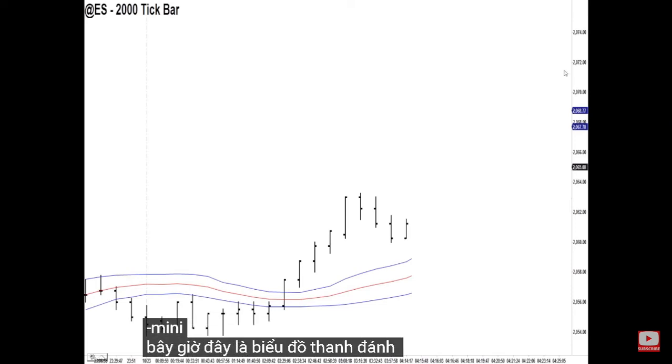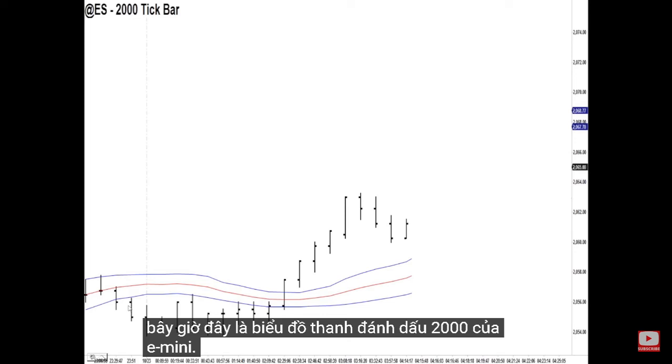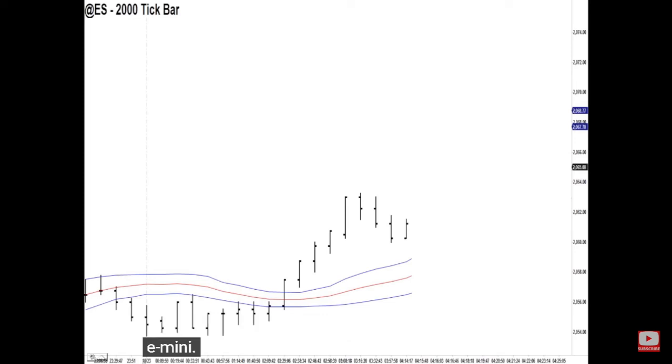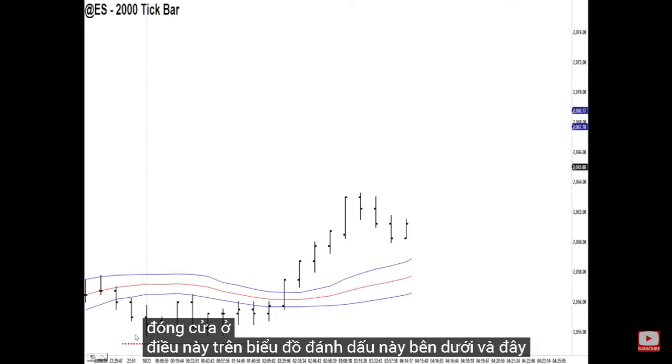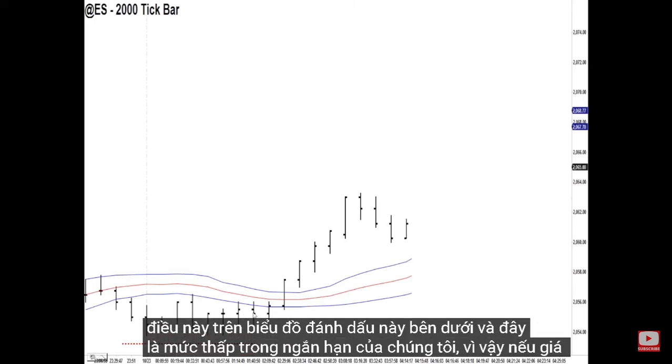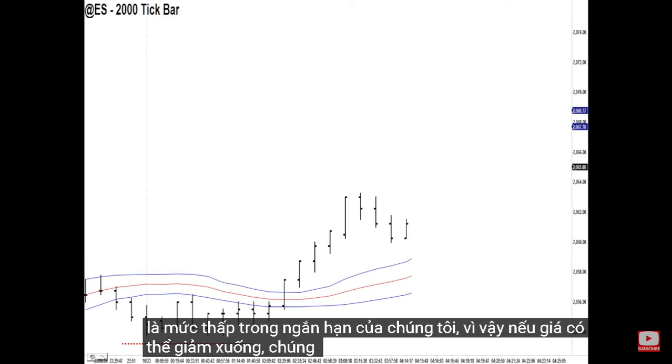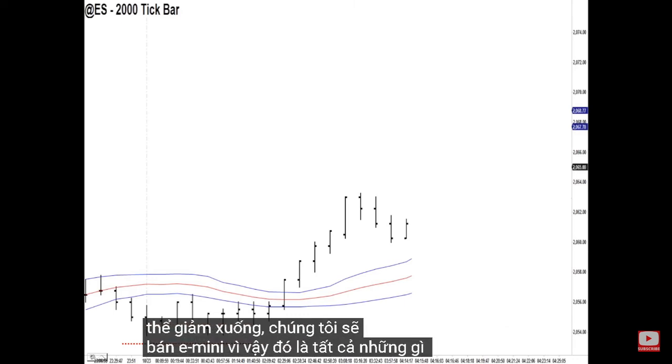Now, here's a 2,000 tick bar chart of the E-mini, okay? As we see here, this was on the 23rd. If we look at the very bottom, this was just this past week, last Friday, not even a week ago. We had a total of 5 closes on this tick chart below, and here was our short-term low. So if price would have gone lower, we would have been short the E-mini. So that's all we needed to know.